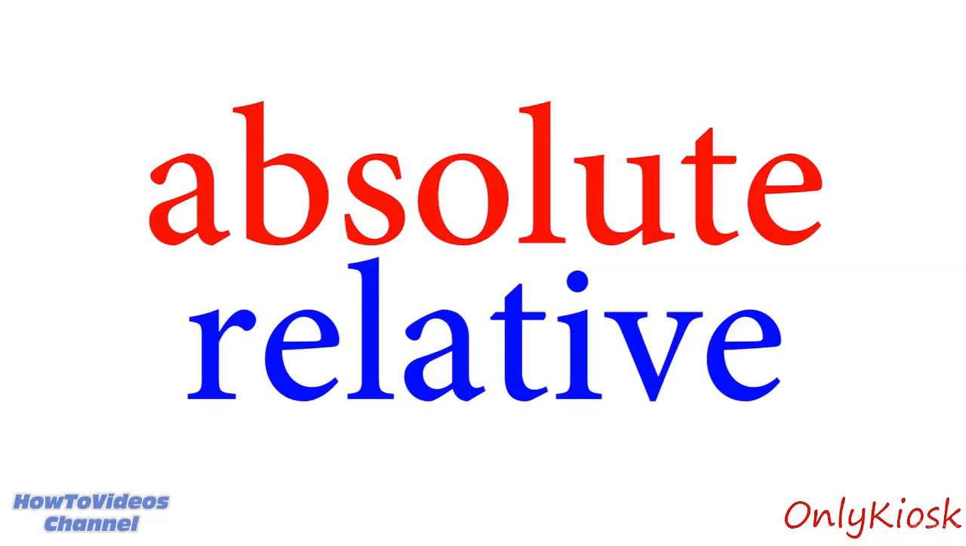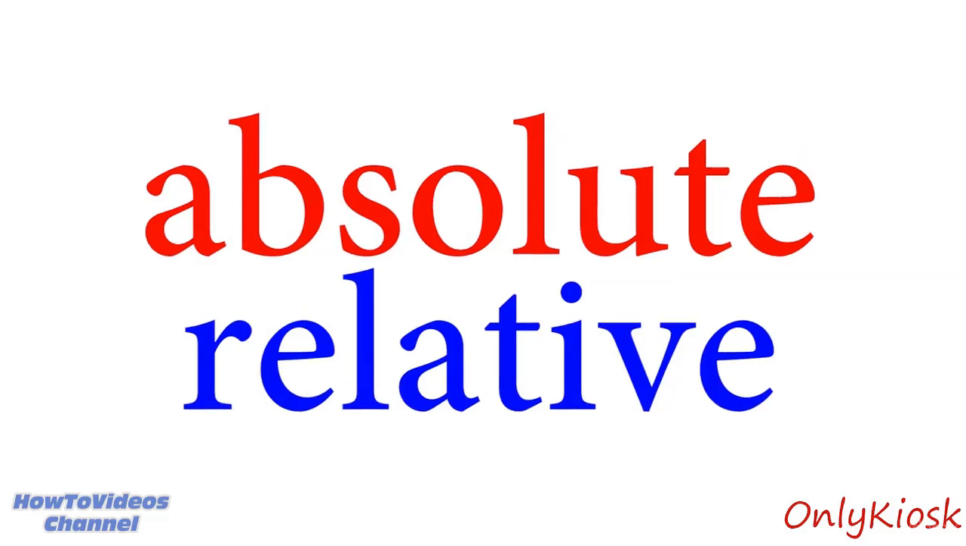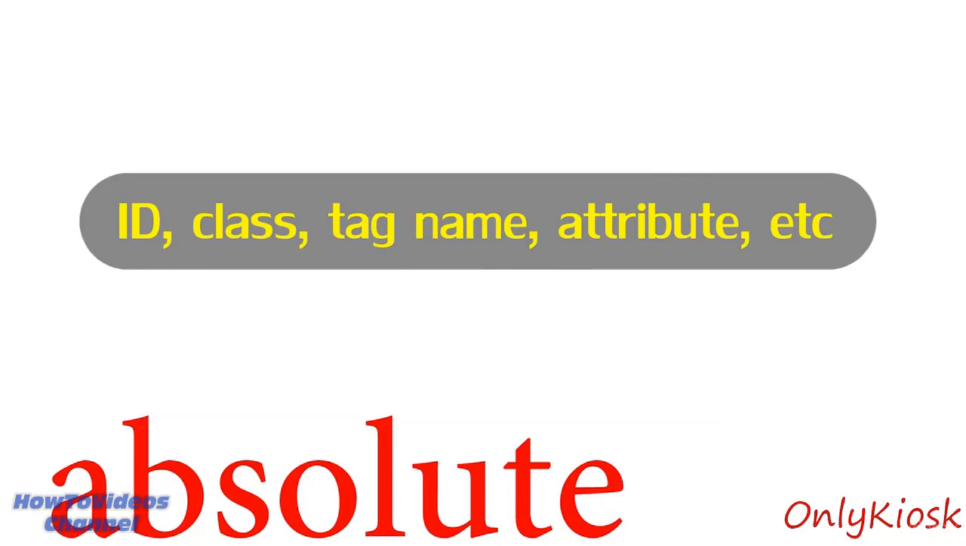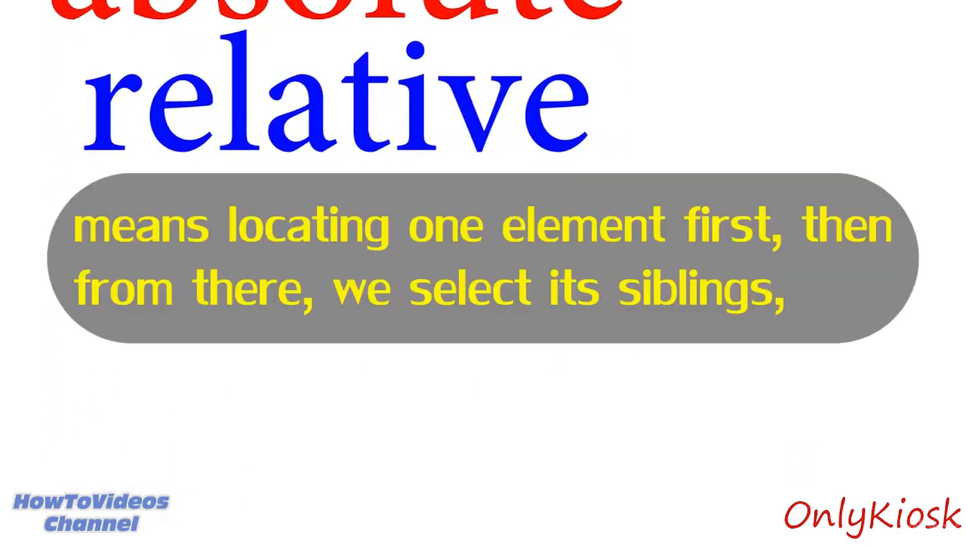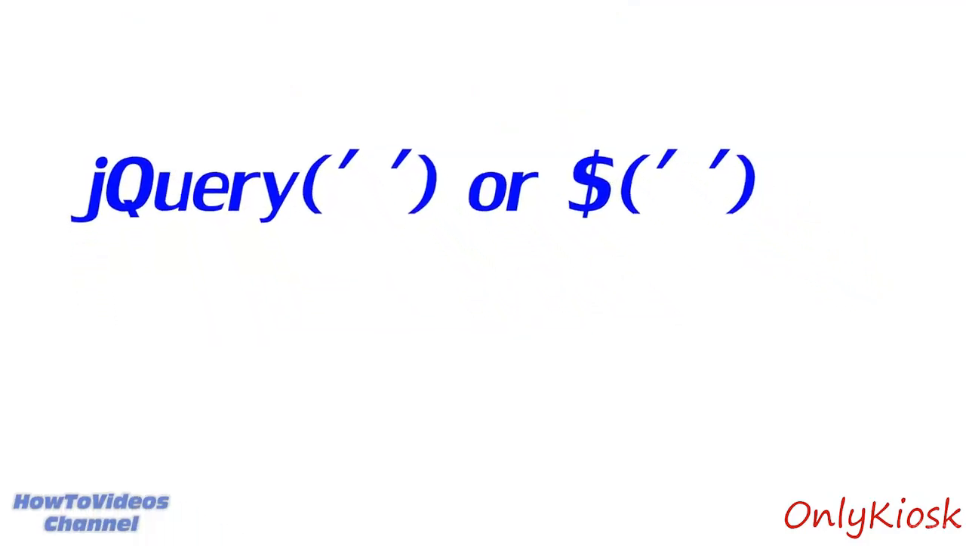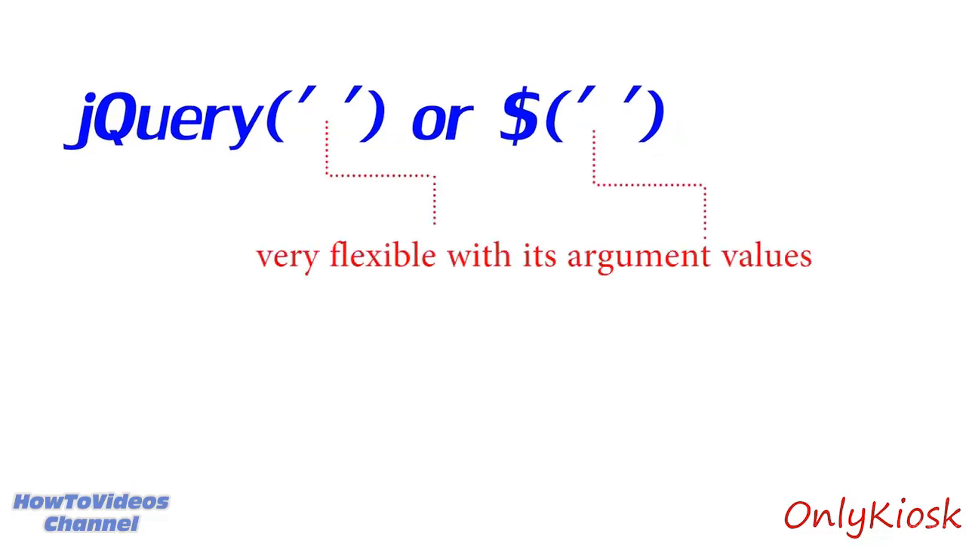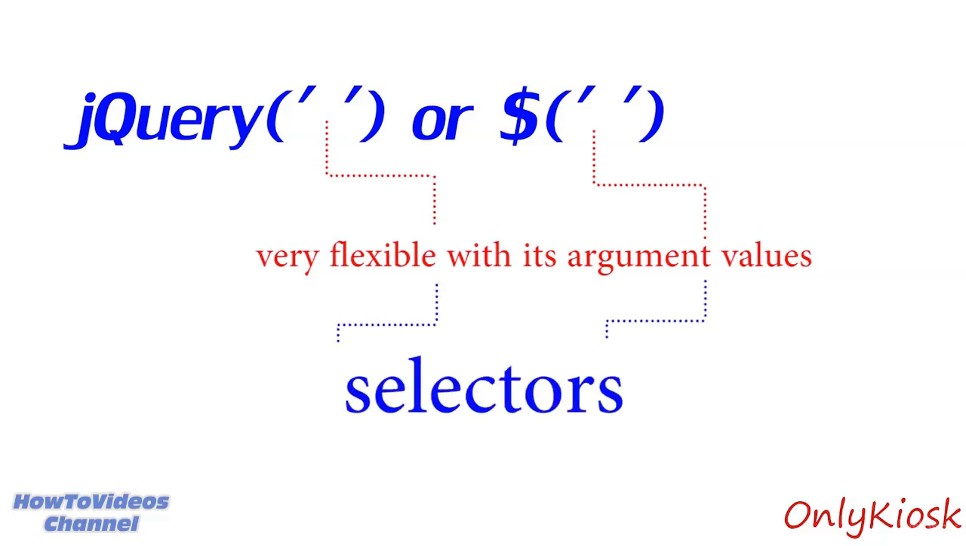There are 2 kinds of element selections: absolute selection and relative selection. Absolute selection selects elements based on their traits like ID, class, tag name, attribute, etc. Relative selection means locating one element first. Then from there, we select its siblings, parent, child, etc. The jQuery function is very flexible with its arguments. When selecting elements using the jQuery function, the argument value we assign to the jQuery function are called selectors.